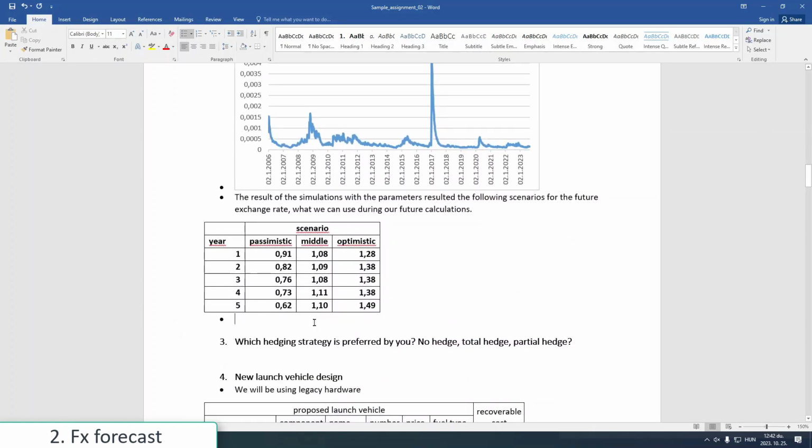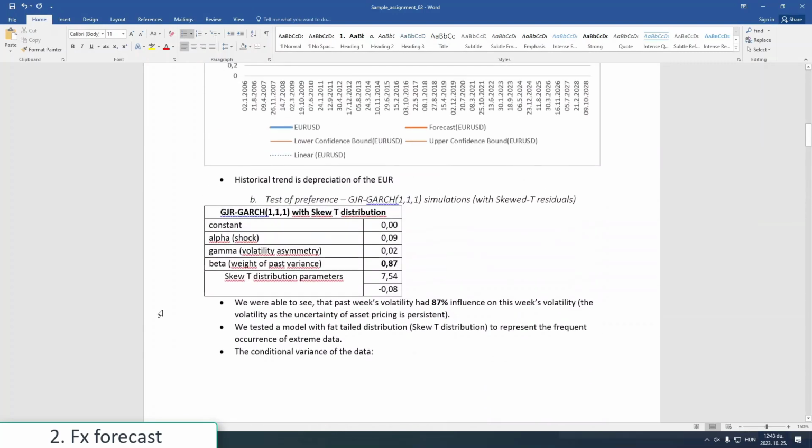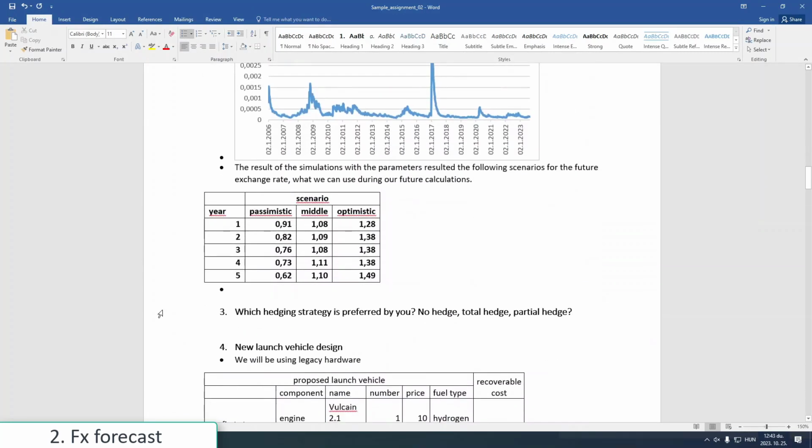And also we can see that, yeah, this one is going upwards, so we can expect at least some kind of appreciation of the euro, so it's nice. This one is even nicer. In the case of the pessimistic scenario, there is a depreciation, so this is not nice. So the pessimistic.